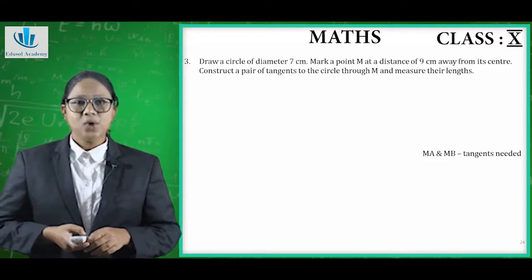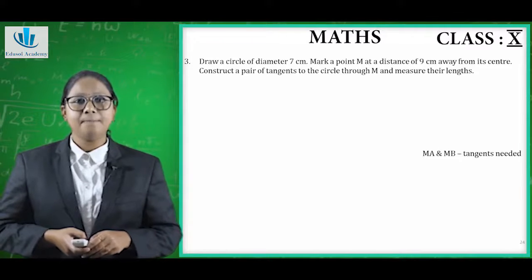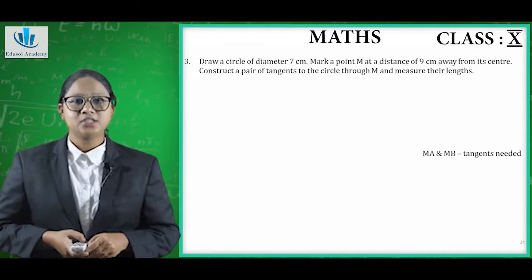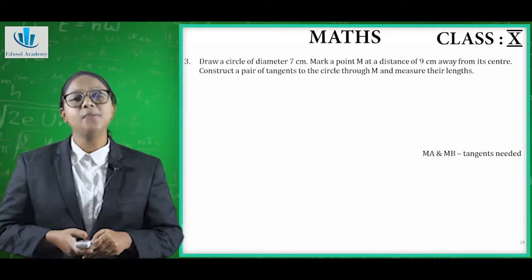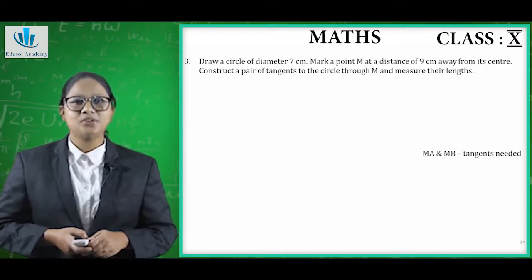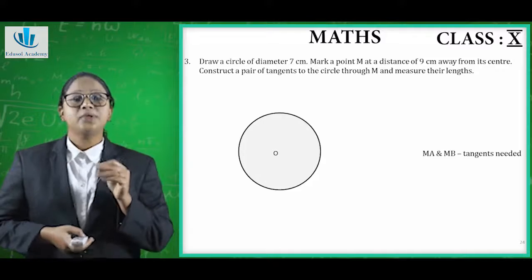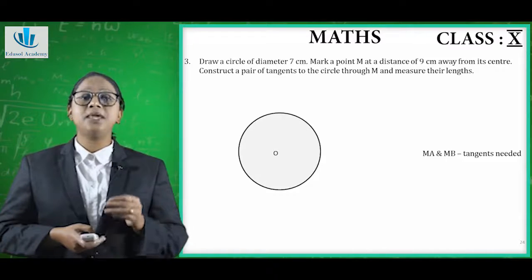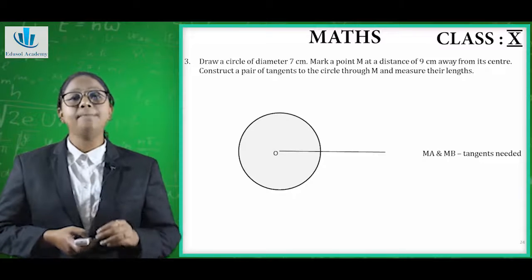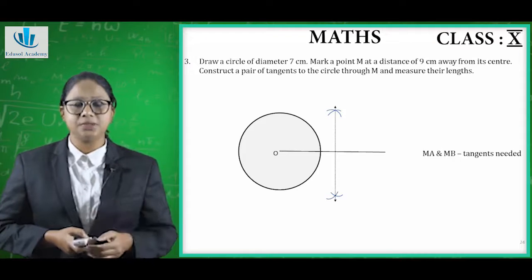Next question, draw a circle of diameter 7 centimeter. Mark a point M at a distance of 9 centimeter away from its center. Construct a pair of tangents to the circle through M and measure their lengths. Easy, right? So we shall draw a circle of diameter 7 centimeter or radius 3.5 centimeter. Let the center be O. From O, we are marking a point M at a distance 9 centimeter. So that OM is 9 centimeter.